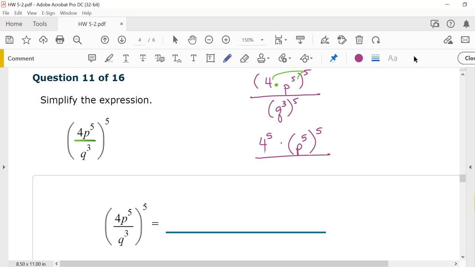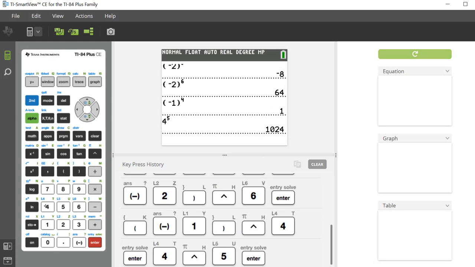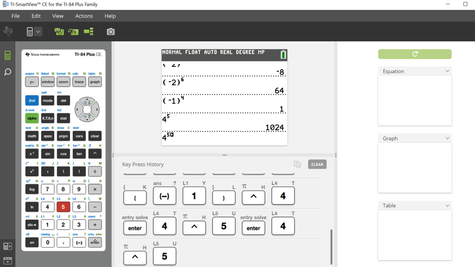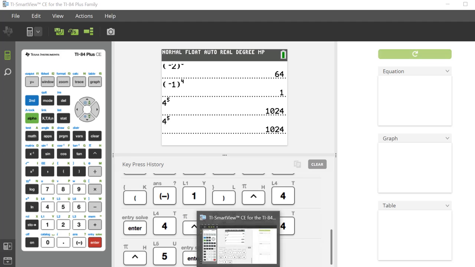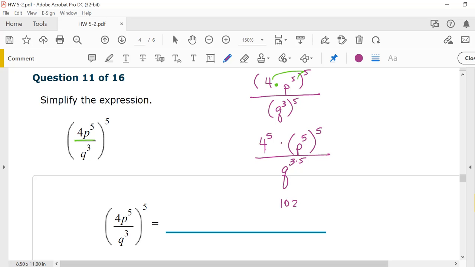Now, q to the third to the fifth, I'm going to multiply the exponents, power to a power. Q to the 3 times 5. What is 4 to the fifth? 4 to the fifth is 1024. Now, p to the fifth to the fifth, you multiply those exponents. I'm not going to write it out, but p to the 5 times 5 is 25. And in the denominator, I have q to the 3 times 5, which is 15.